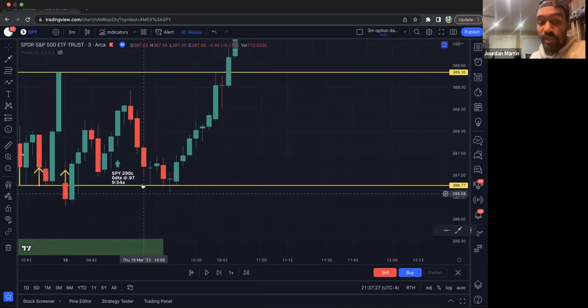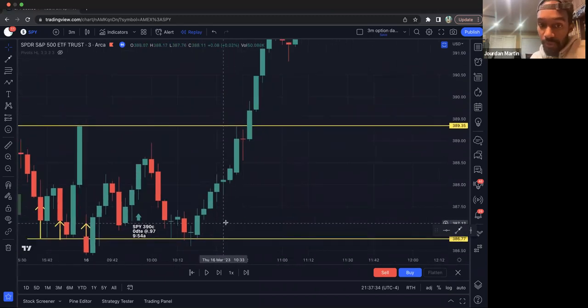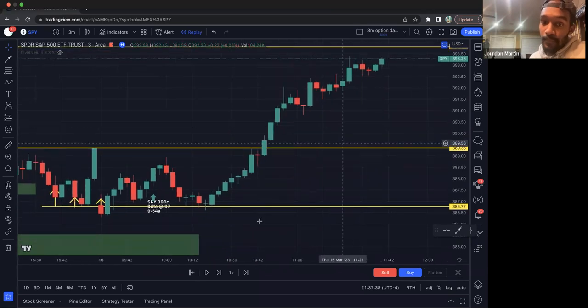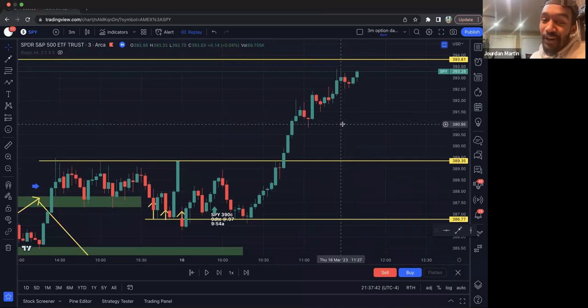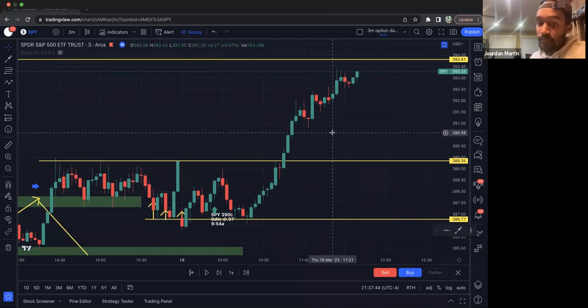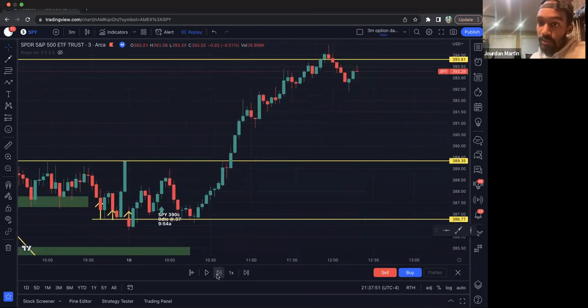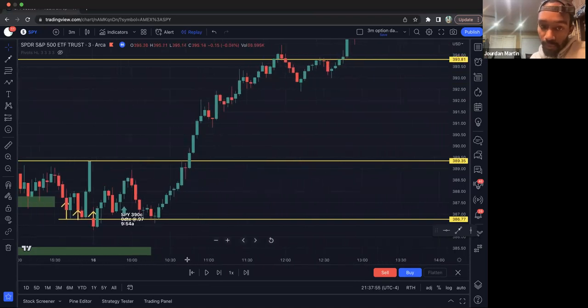So we get the pullback, we hold the level, right? I zoom out to a bigger time frame. Okay, cool, we're holding the level, not really tripping. And from there, we take off. And that's kind of all she wrote on that one. I did end up getting out. I had my targets at 390, 391, 393, and 395.